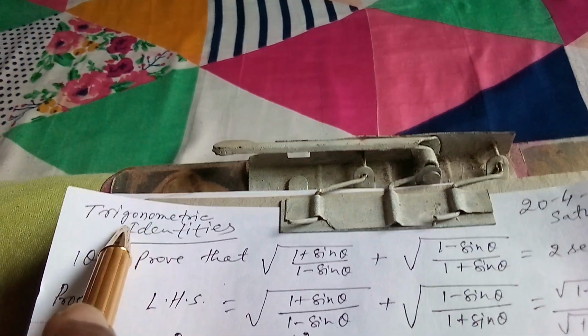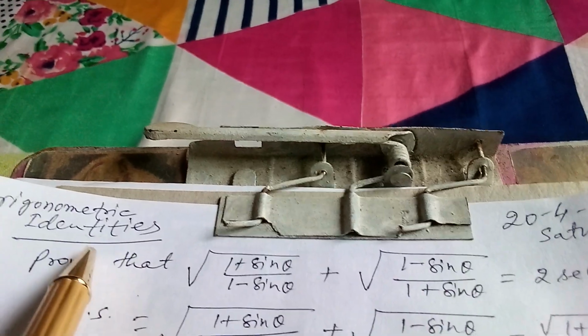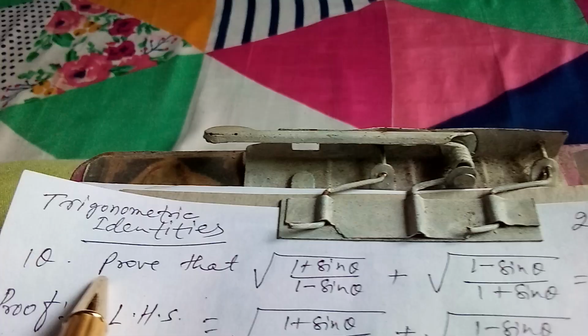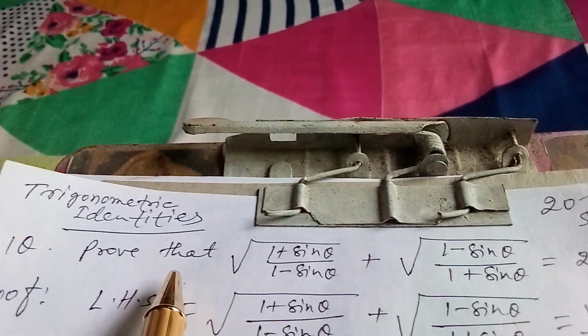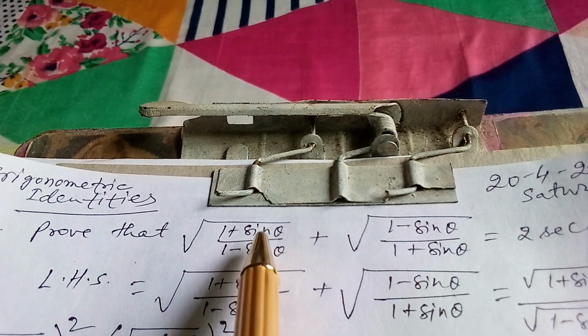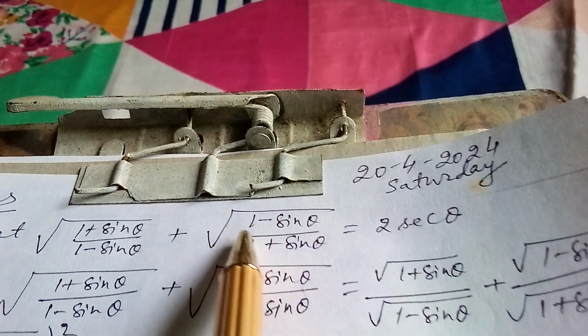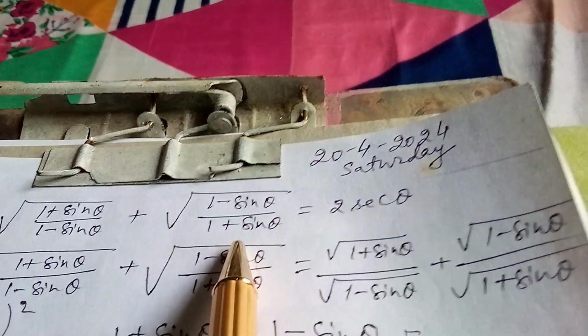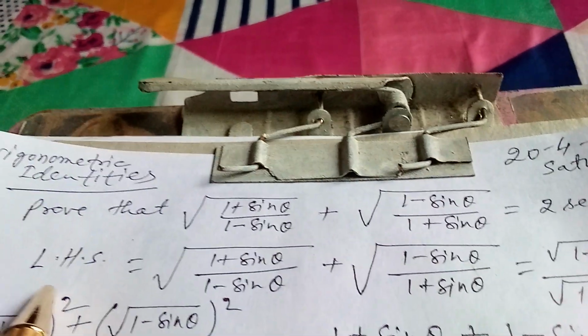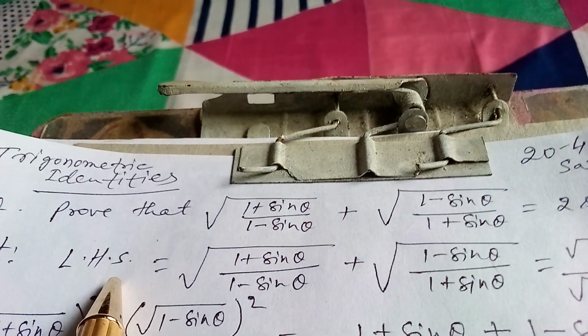Dear students, today I am going to discuss two questions from trigonometric identities. The first question is: prove that square root of (1 plus sin theta) by (1 minus sin theta) plus square root of (1 minus sin theta) by (1 plus sin theta) equals 2 sec theta. So the proof is: we start from the left hand side.